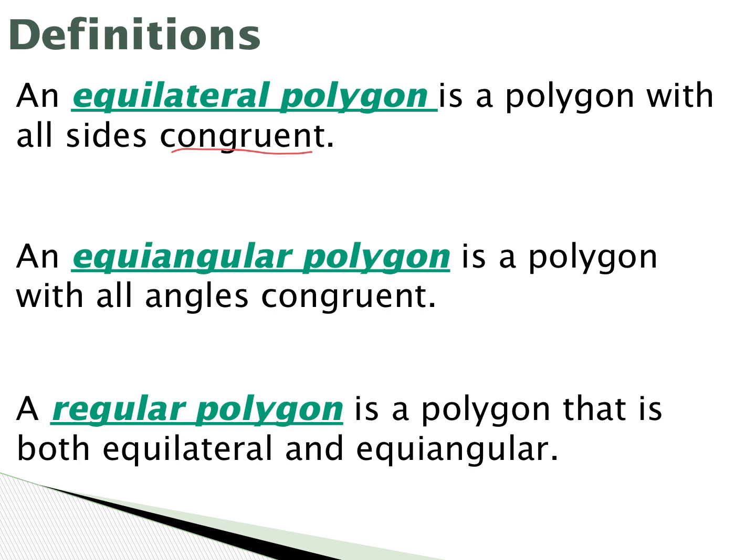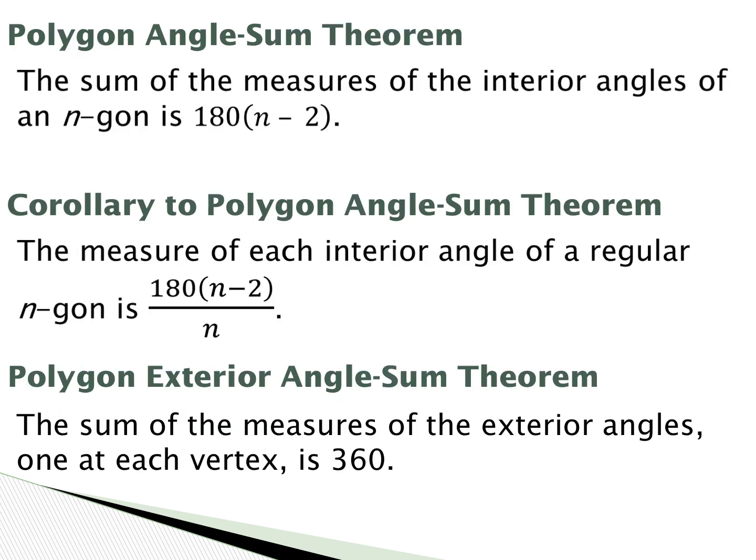If it is an equiangular polygon, then all of the angles are congruent. So equiangular is the angles, equilateral would be the sides. A regular polygon is a polygon that is equilateral and equiangular. So regular is if it's both, equiangular if it is just the angles, and equilateral if it is just the sides. Next, there's a couple of theorems to go over.